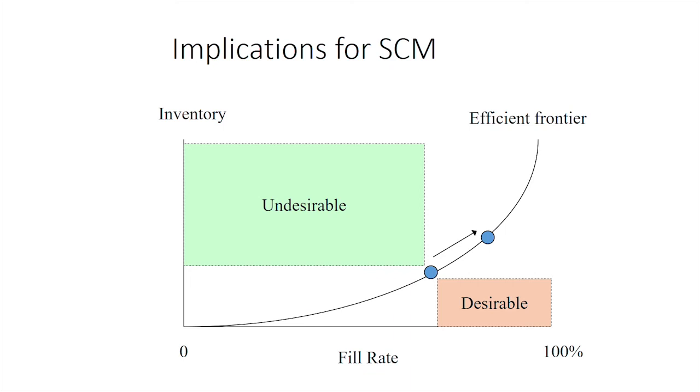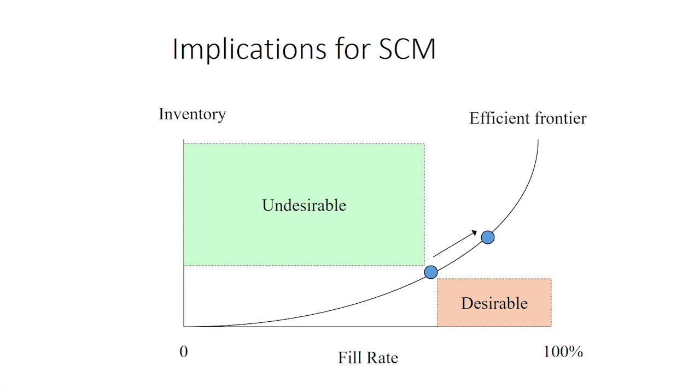Some companies might not be able to reach this best performance curve. If the company's performance lies in the green area, it means that the company reserves more inventory, but it cannot achieve the expected fill rate. So we call this an undesirable performance, and this is inferior to the points on the efficient frontier.